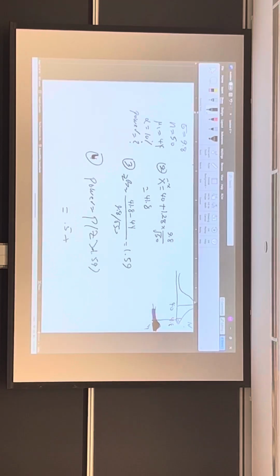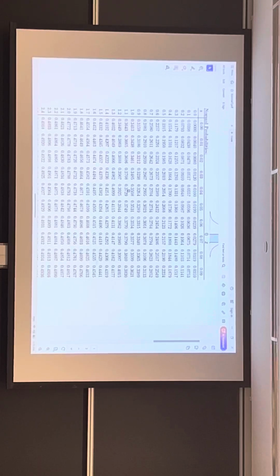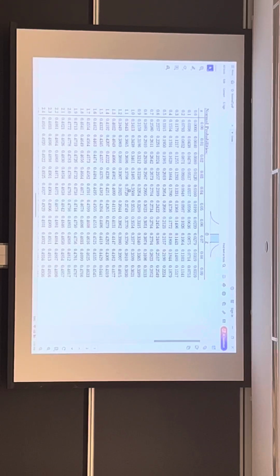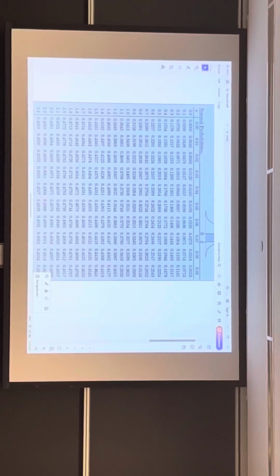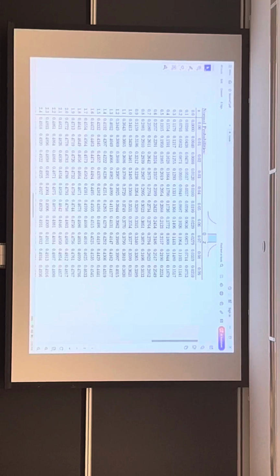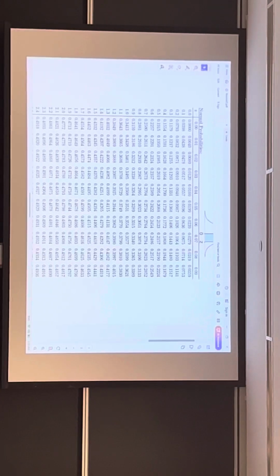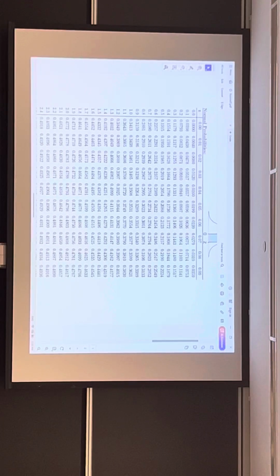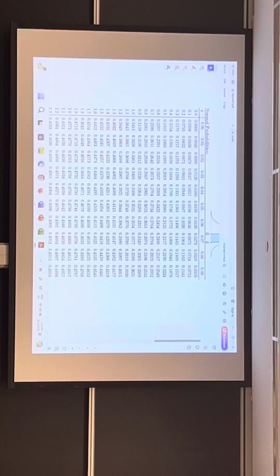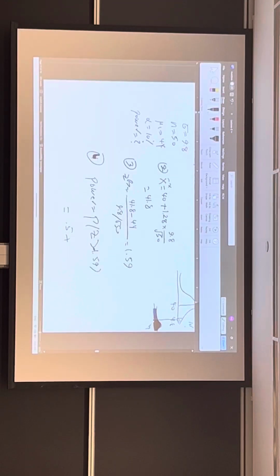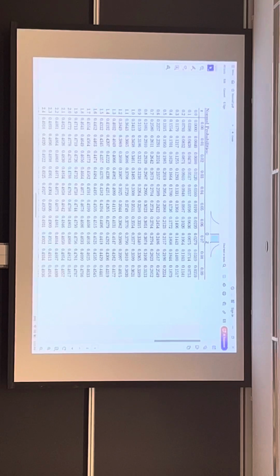So let's go to the table, 1.59. That is 0.4319. Am I right? Is it 149 or not? No, it's the row below that. Right, 159. I was reading 149 for some reason. 159, 0.4441. Yeah.